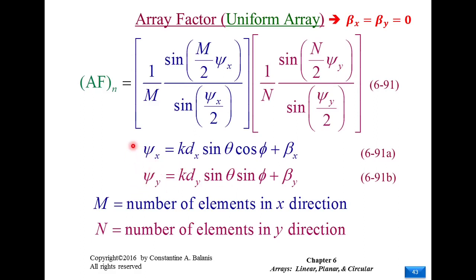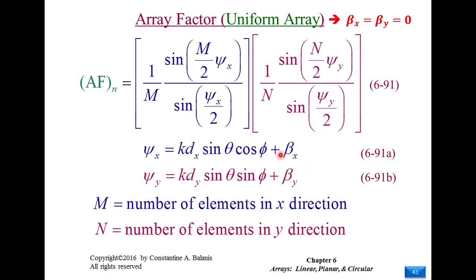We'll have the psi x, which has this expression, and psi y, which has this expression. m is the number of elements along x, n is the number of elements along y. Again, it's very similar to a 1D array along x and a 1D array along y multiplied by one another, and this is normalized. So we divide the x array factor by m and the y array factor by n. So this normalized array factor in this case does have a maximum of unity.